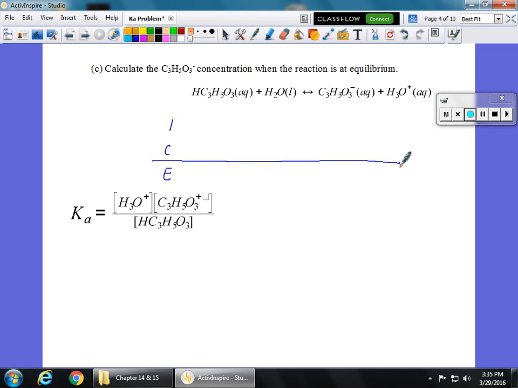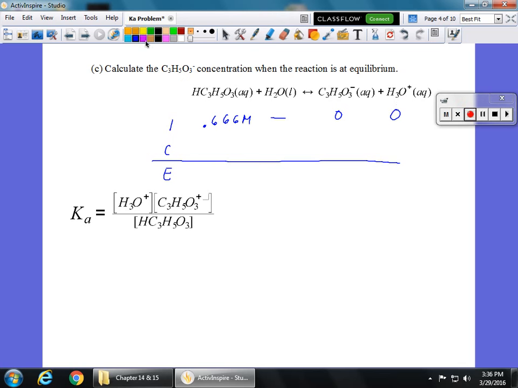So if we go back, in the last part we found that the initial concentration of the acid is 0.666 molar. The water, we're not going to worry about. We're not looking at the concentration of water. It's not in the expression. And both of these were 0, right? The hydronium and the conjugate base.